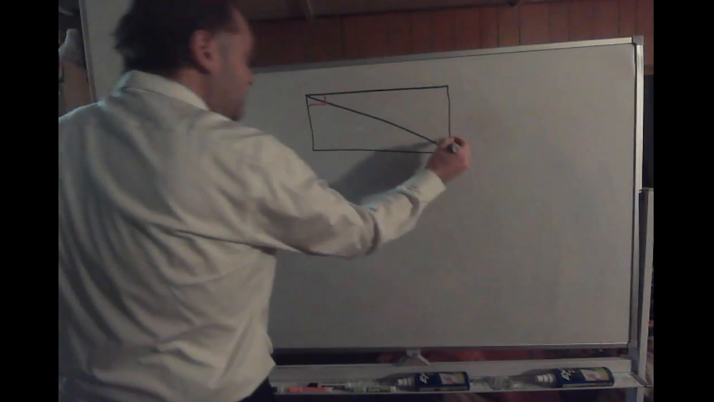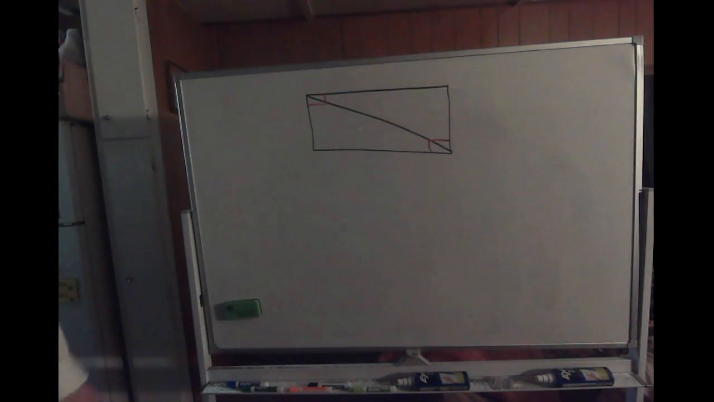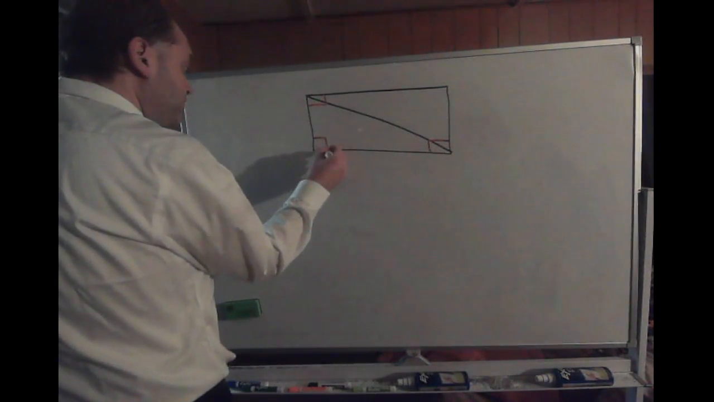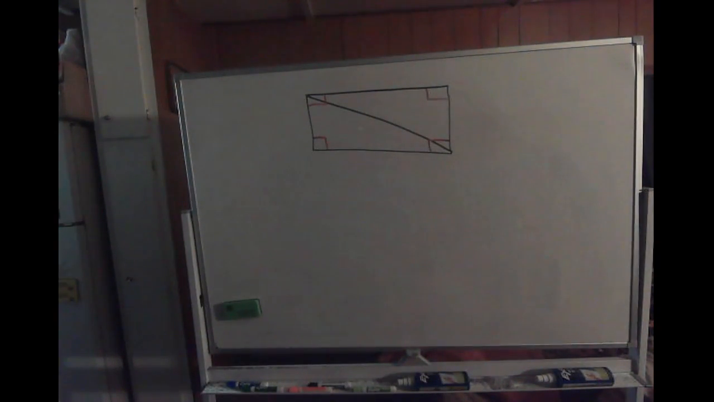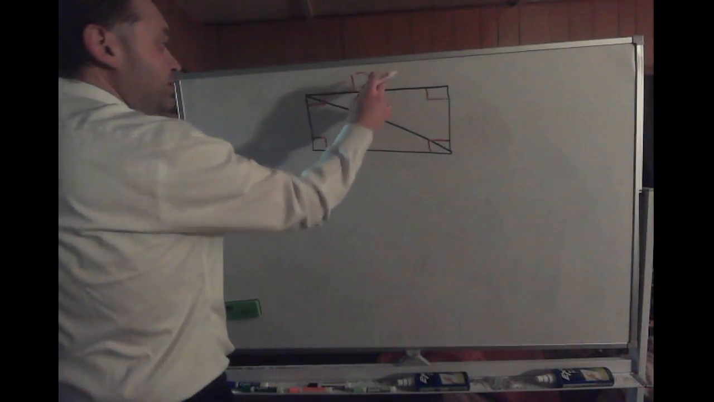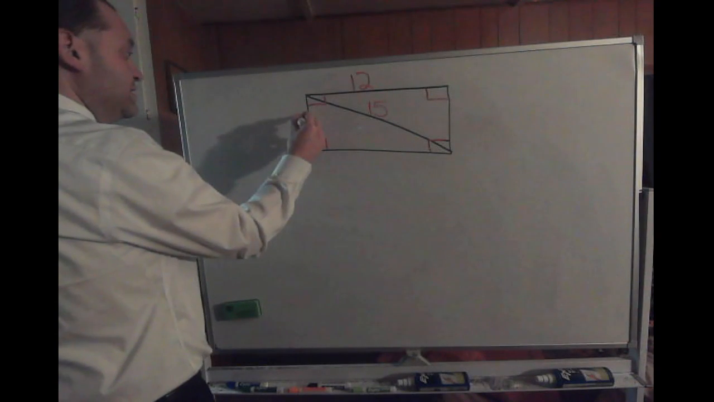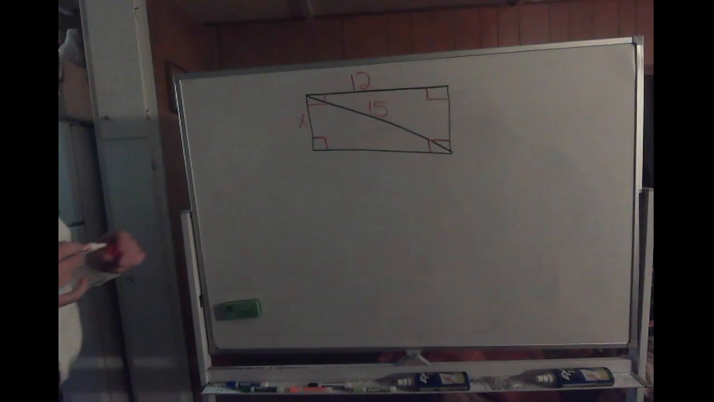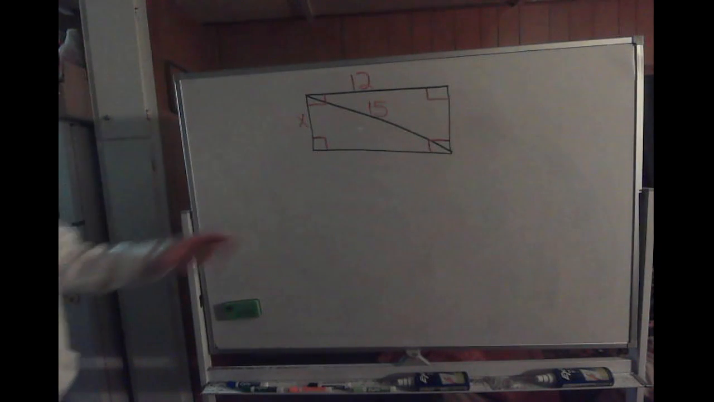We have right angles here and here. And here. And here. Alright, so a length of 12 here for this leg. The hypotenuse has a length of 15. This leg has a length of x. We actually need to solve for x.